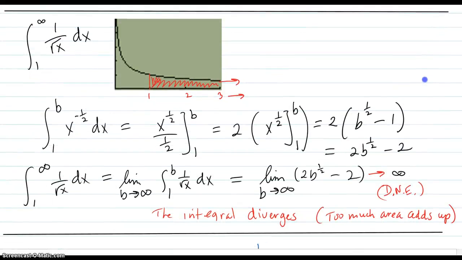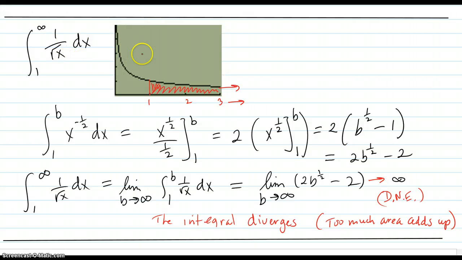Okay, next example. Here's your graph of 1 over square root of x. The question is, is 1 to infinity going to converge or diverge? Well, this side of the curve is converging up to the y-axis pretty quickly, but this side, which is what we want, is converging down rather slowly. So our suspicion is that this area is going to just keep on adding up too much, and it's going to go to infinity. So let's see.